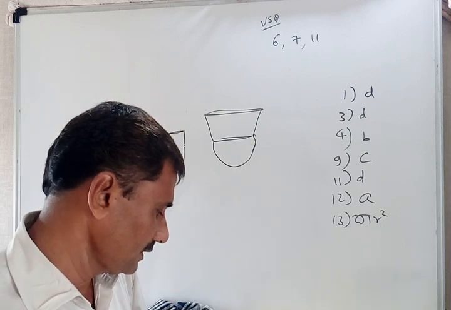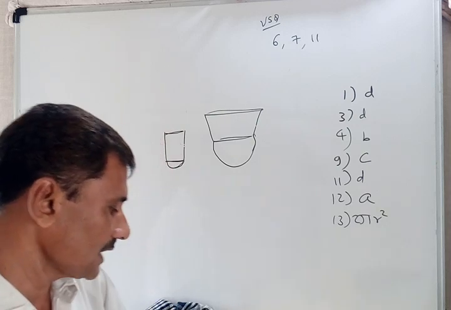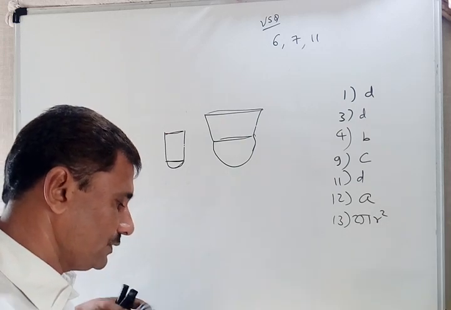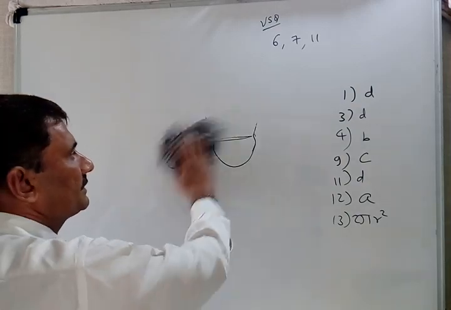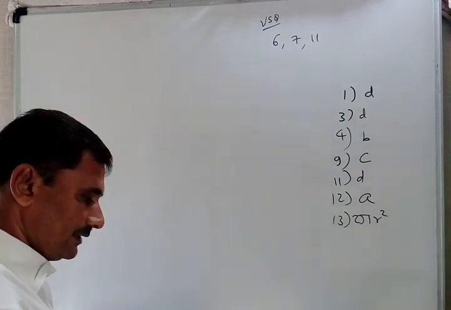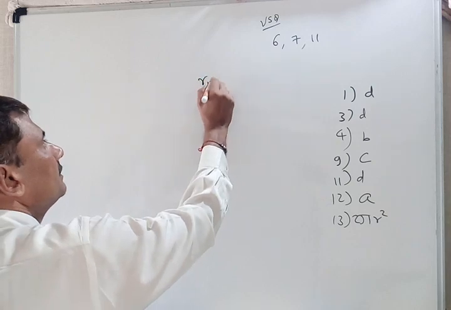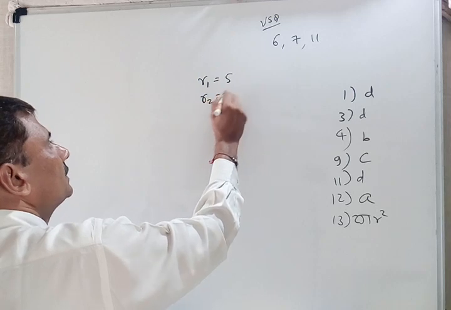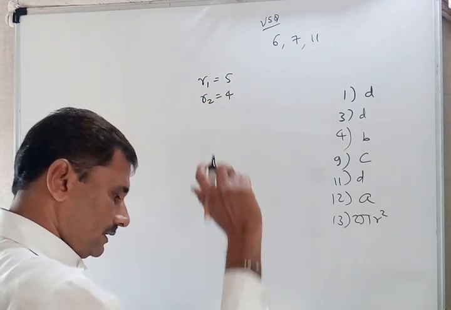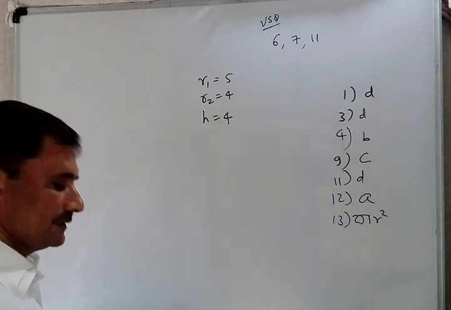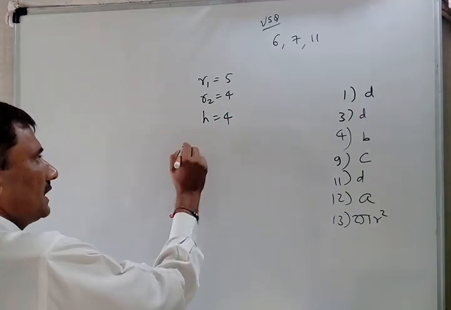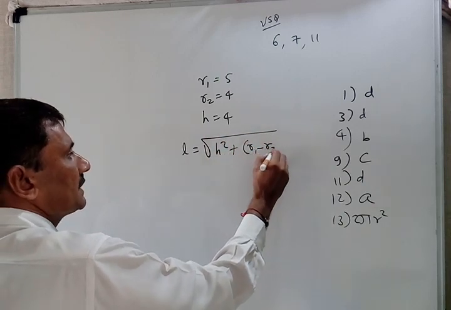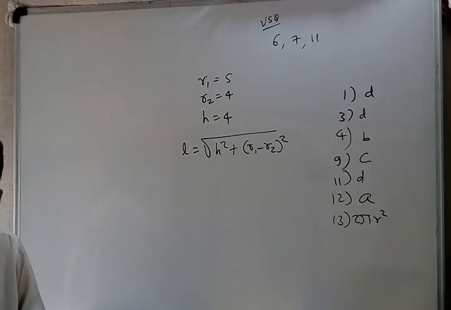Now number 14. Slant height of frustum of cone if radii are 5 and 2 centimeter and height 4 centimeter. So they have given R1 equal to 5, R2 equal to 2 and height equal to 4. What is to be found? Slant height. So the slant height formula for a frustum of cone is this one. Just like cone, but here it is R1 minus R2 in place of R.